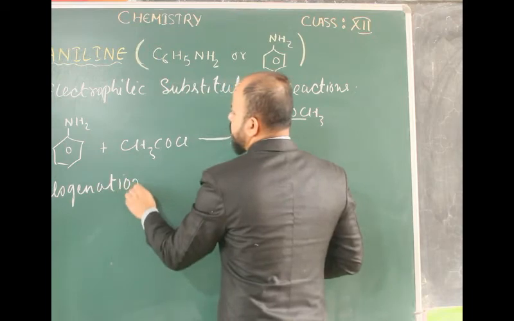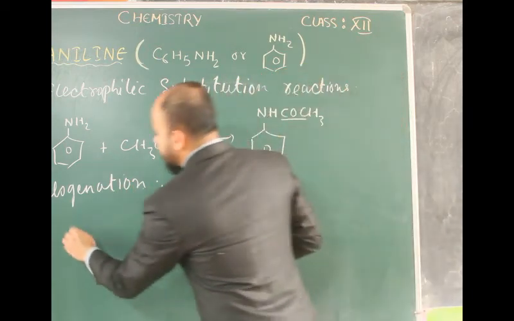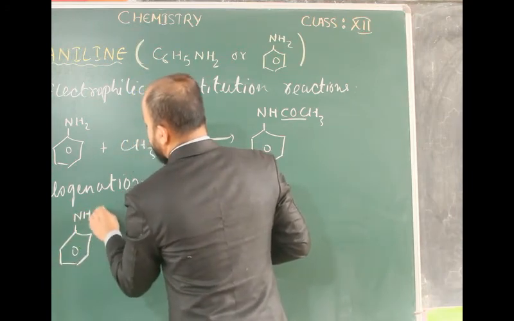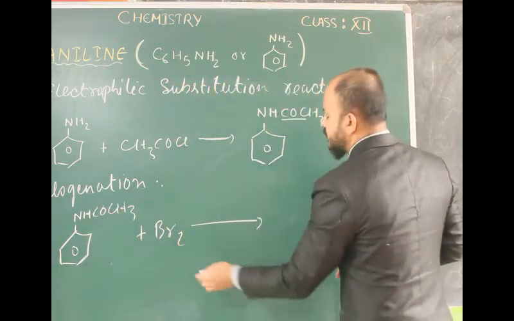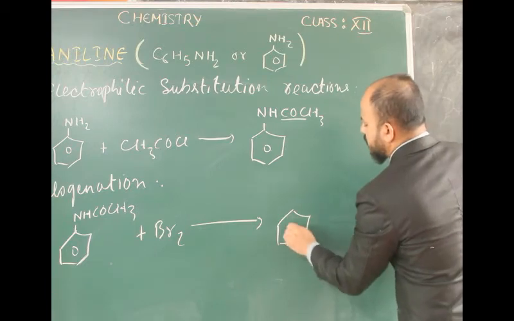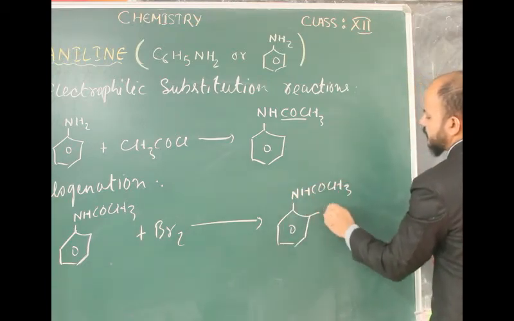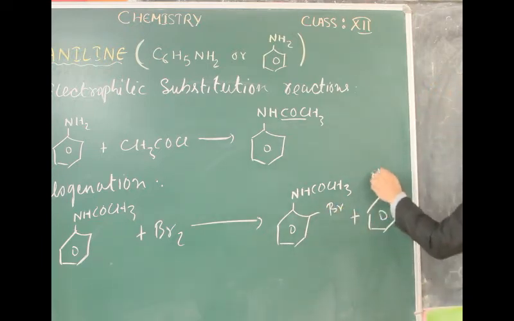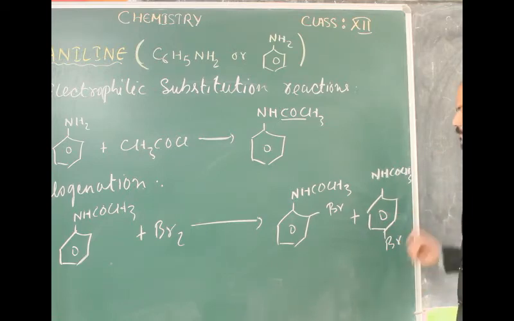At first you are converting it into acetanilide, and after this you are going to carry out halogenation on NHCOCH3. Now you will be getting NHCOCH3 with either the ortho-substituted product or the para-substituted product. Here you will be getting either only ortho-substituted product or only para-substituted product.